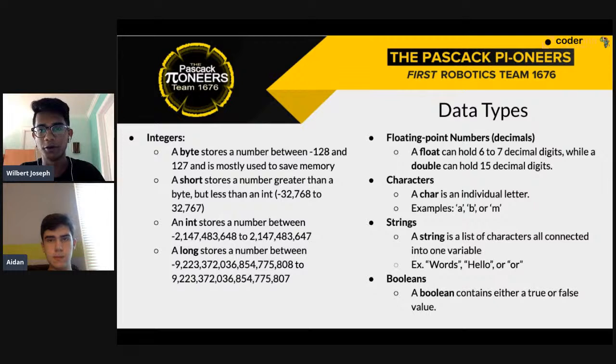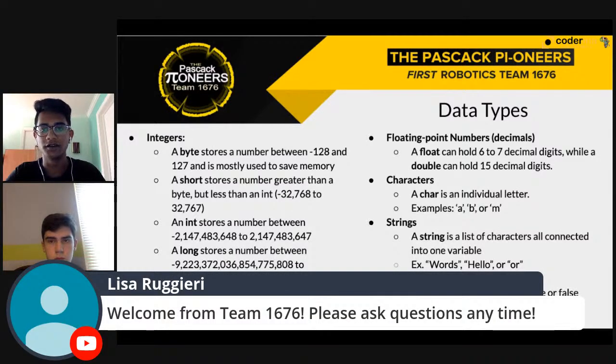Next, we have floating point numbers, which are basically decimals. Float can hold 6 to 7 decimal digits, while a double can hold up to 15 decimal digits. Next, we have characters, and in Java, a char is a character, and basically it's an individual letter. Some examples are listed there. We have A, B, and M, and they're denoted by a single quote.